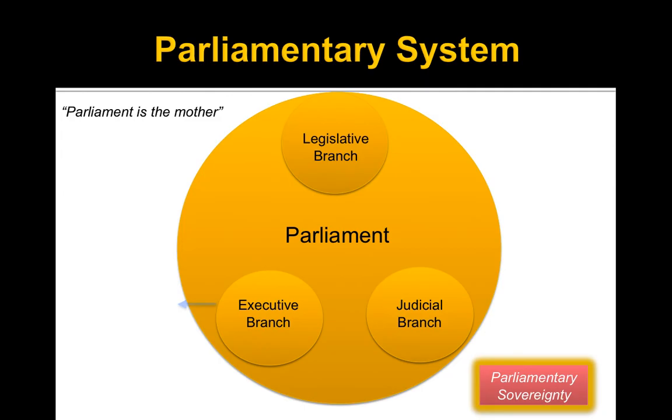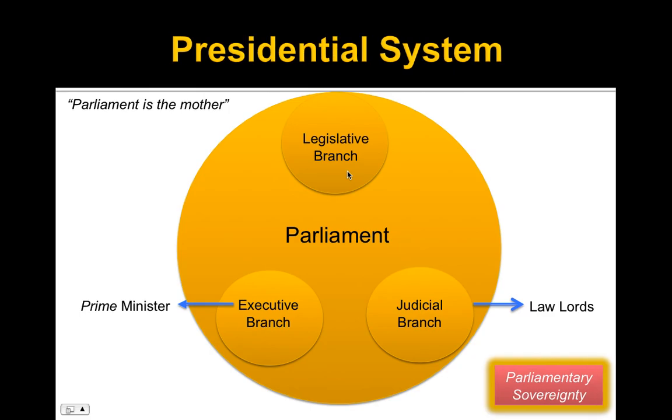Of course, the executive branch is headed up by the Prime Minister, who is also a member of the legislative branch. The judicial branch is made up of the Law Lords, and the Law Lords are also part of the legislative branch. So in reality, all of the people who populate the executive branch have seats in the legislative branch, and all the people who populate the judicial branch have seats in the legislative branch as well. All right, so this is a parliamentary system. Right now, when the United States was created, remember, they were British.